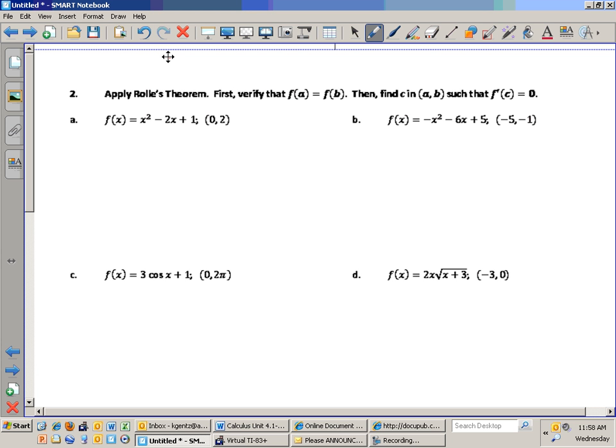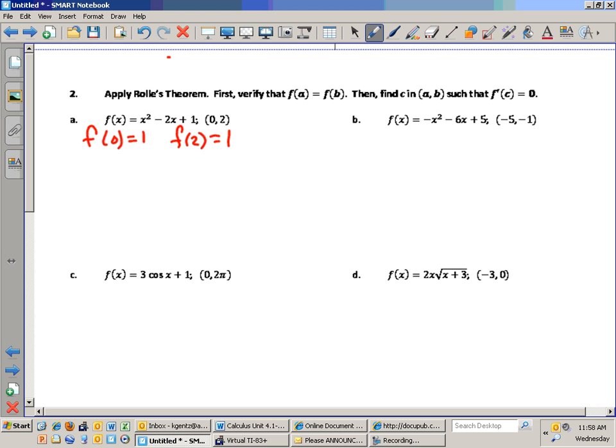The third qualification is it says that f of a must be equal to f of b. And that if that's true, then somewhere in between, f prime of c is equal to 0. So let's make sure that the heights are the same somewhere. So we find f of a and f of b. What is f of 0 for this function? Equals 1. Good. What is f of 2? 2 squared is 4, minus 4 is 0, plus 1 is 1.